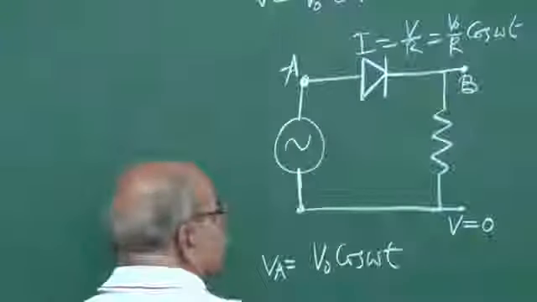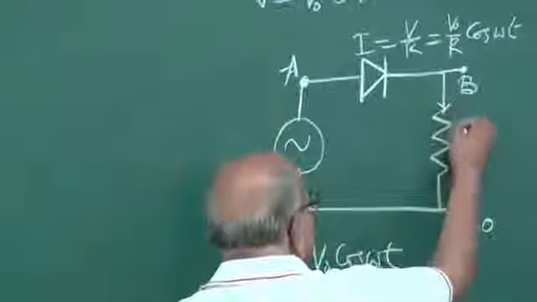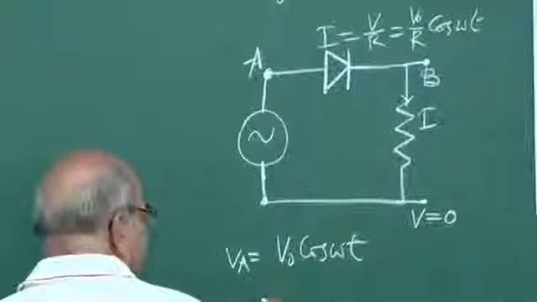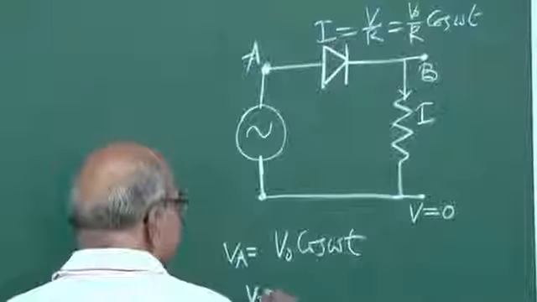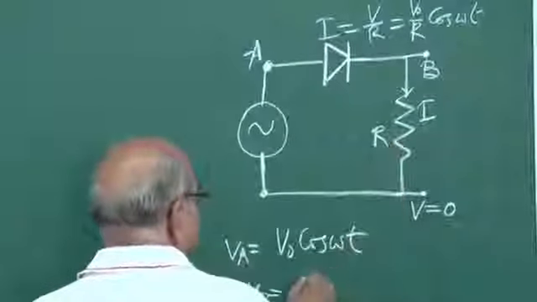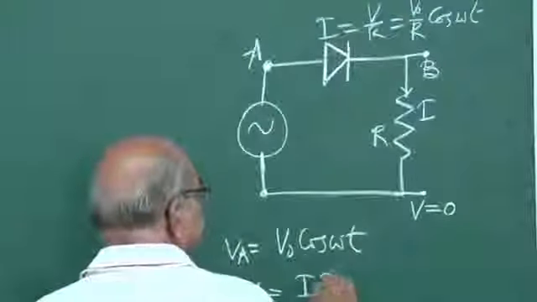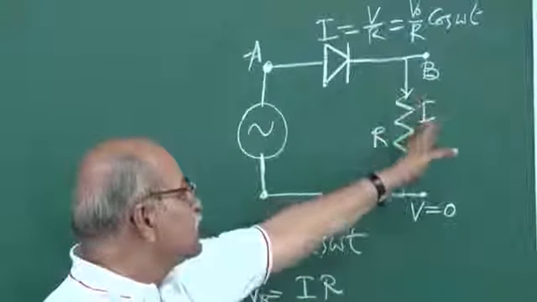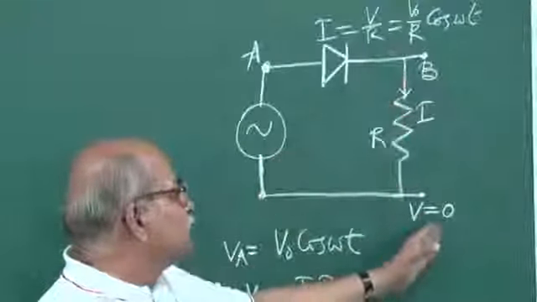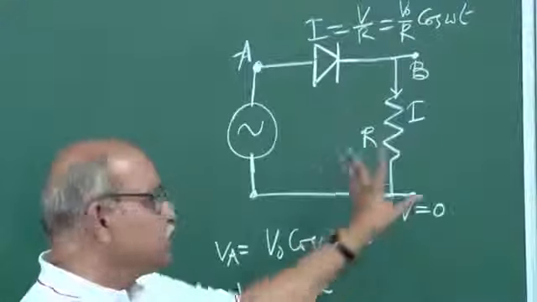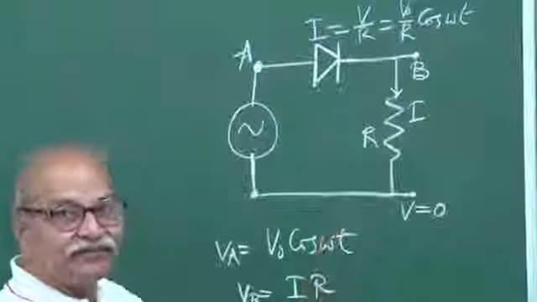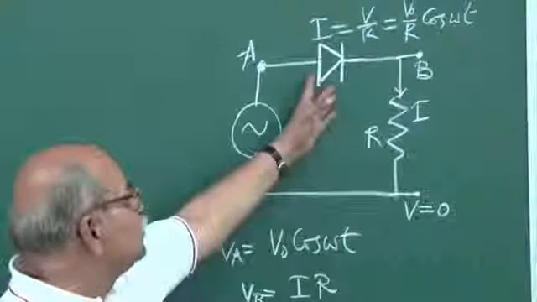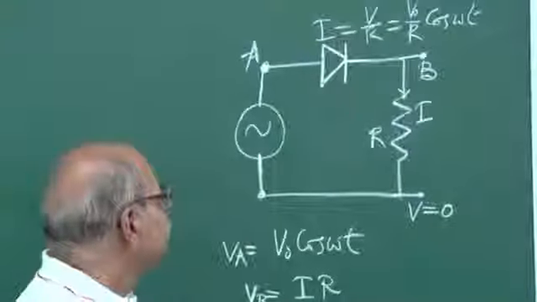And the question is, what is VB? If there is a current I in this direction, then VB will be equal to I times R, right? Ohm's law between this point and this point. If the current is I, VB minus 0 will be just I into R. So what is I? For that we have to use the property of this diode.